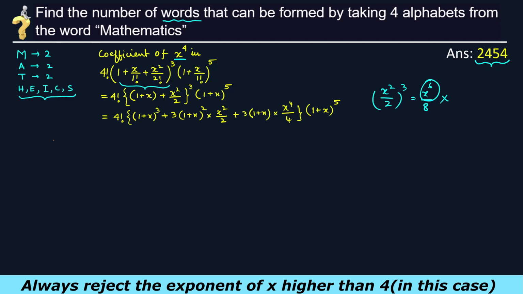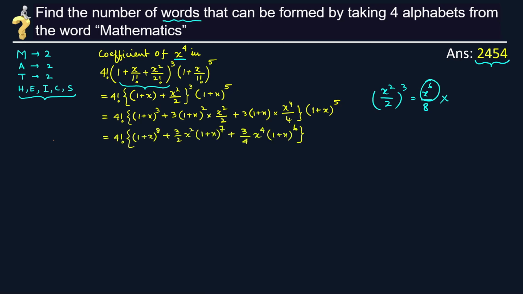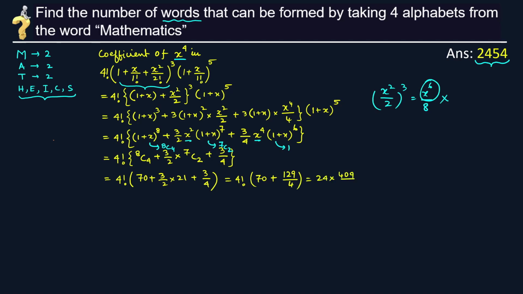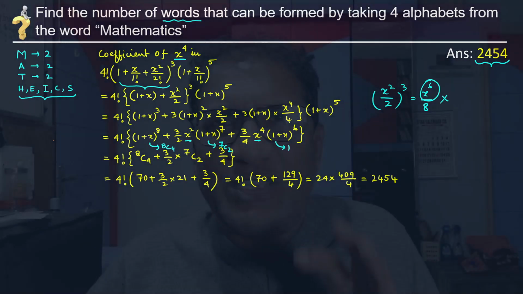Okay? And now let me just multiply this. Now we have to find the coefficient of x to the power 4. From this one, the coefficient will be 5C4. From this one, already x square is there, so I need only x square, so it will be 7C2. Here x to the power 4 is already there, so I need only 1 here. So that's exactly what I have written over here. Okay, so now if we simplify this, we are going to have this one. And we are getting the result as 2454. I hope this problem is clear to all.